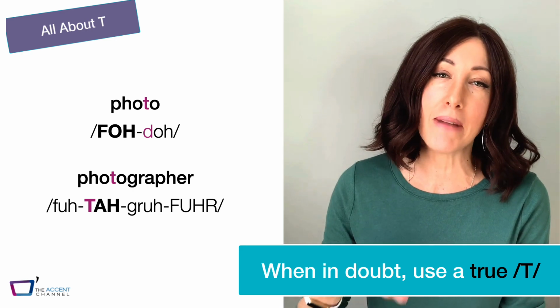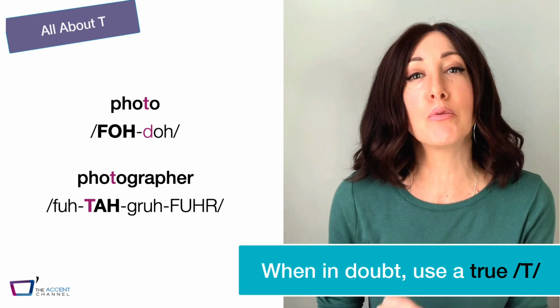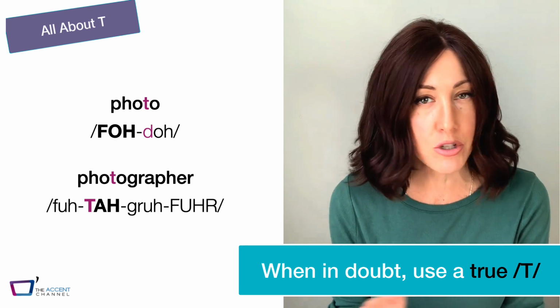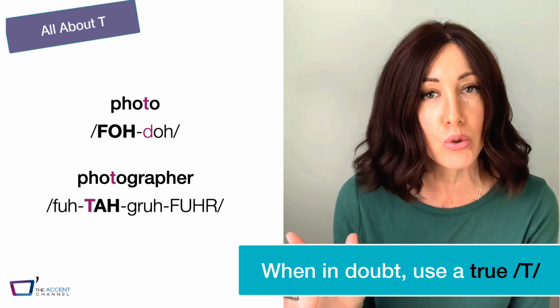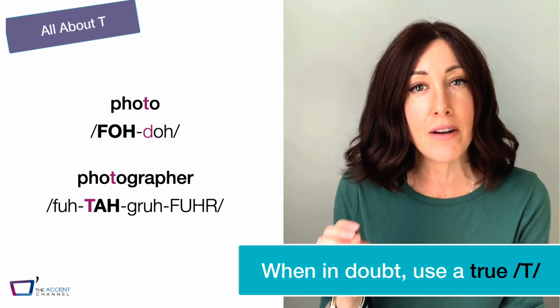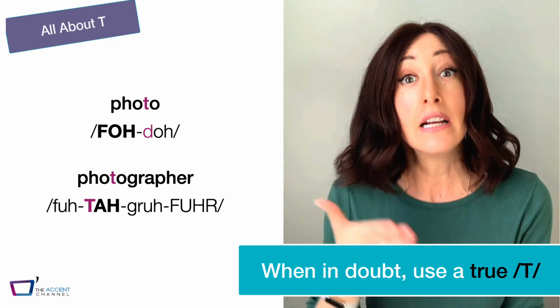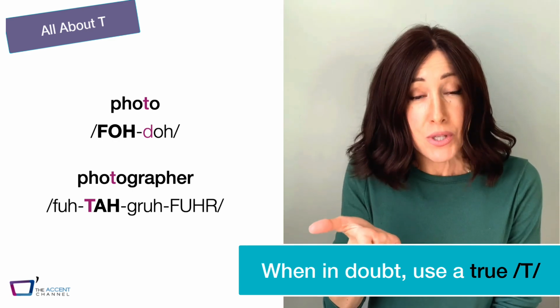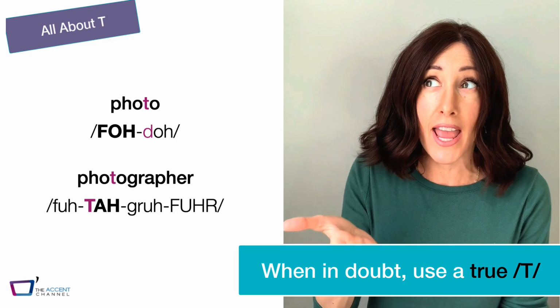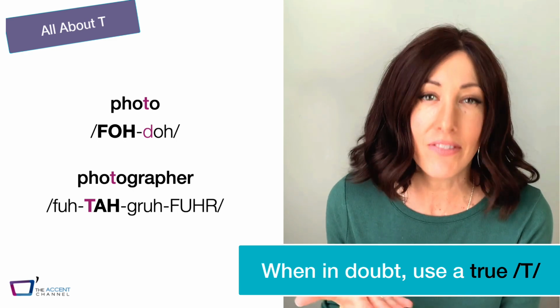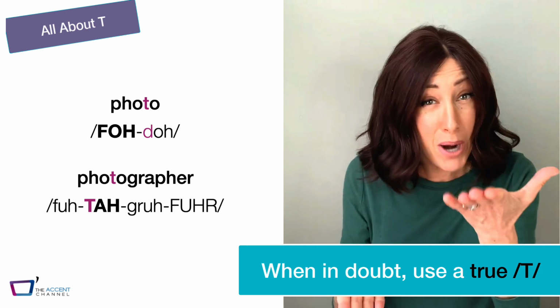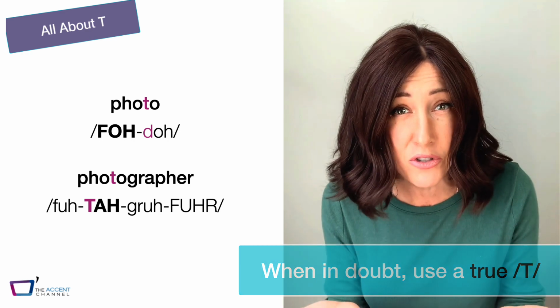It's not something that American speakers would do, but people would still understand what you're saying. So if you're ever in doubt of any of these weird T rules, just use that true T with the puff of air and say photo. Because it will sound weird to put the light D where it doesn't belong. To say photographer, that's going to cause problems, right? But you probably knew that photographer sounded strange.